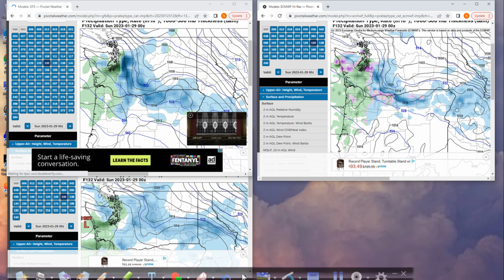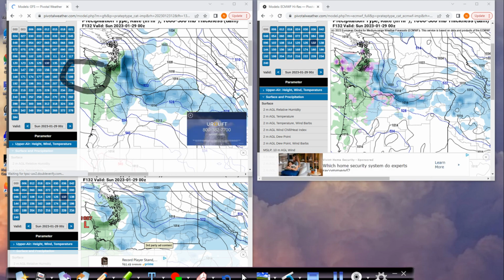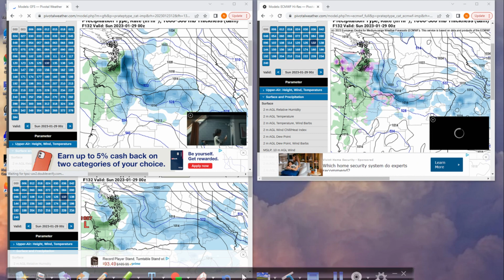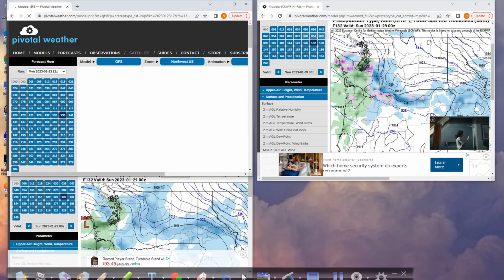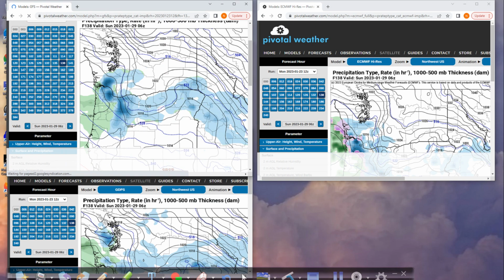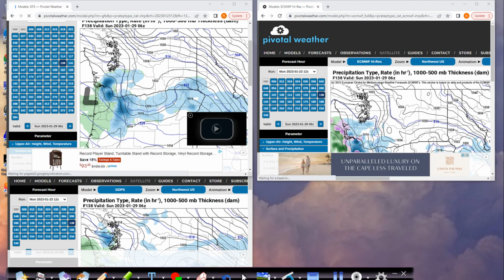But we're starting to see, at least on the Canadian model, that low development off the southwest Washington coast there, and actually the European still southwest Washington coast, but actually GFS too. But I think all three models were developing even more that night off the northwest Oregon coast. Let's go forward. This is now 10 p.m. Saturday night, and now we're starting to see some of that low development off the northwest Oregon coast.